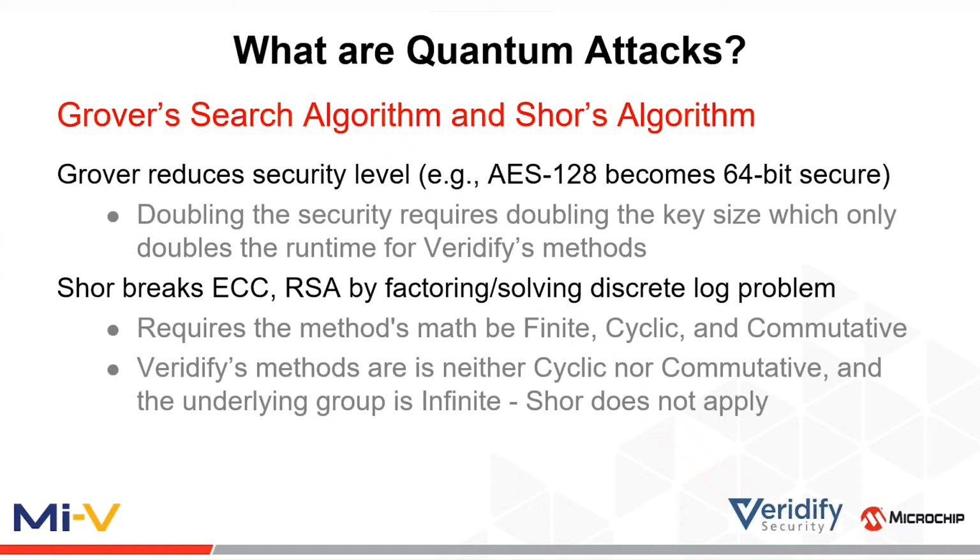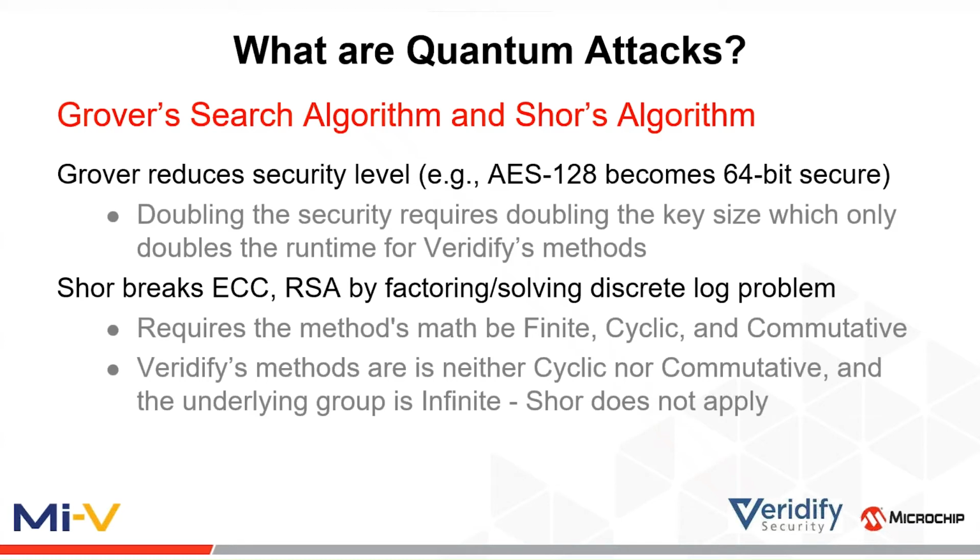So what do we mean when we say quantum resistant or quantum computer-based attacks? People are typically referring to two algorithms or attacks: Grover's search algorithm, which reduces the security level of all methods, public key or private key. That is, a method at 128-bit security level is rendered only 64 bits of protection. So users have to double the security being used. That is, you need to use a 256-bit key to achieve 128-bit security.